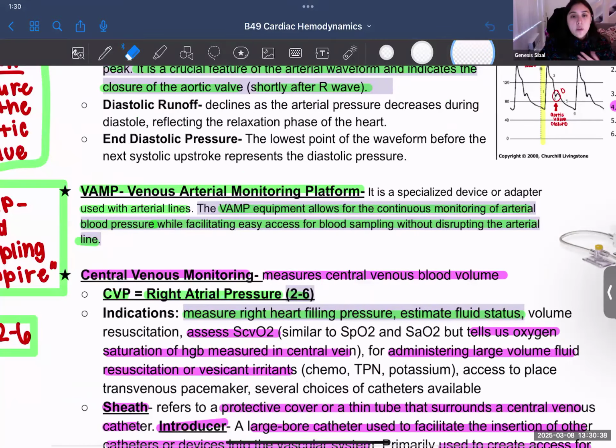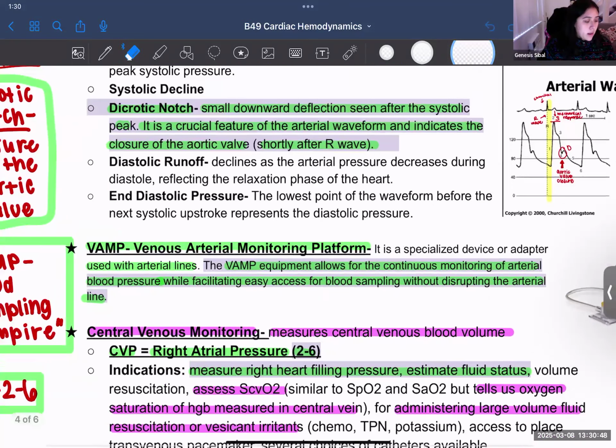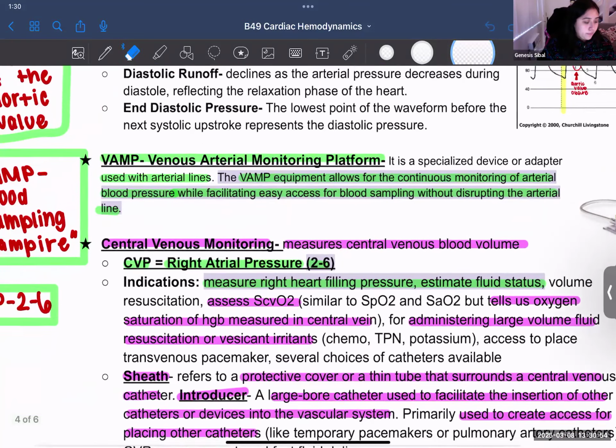And then if you're talking about runoff, it kind of makes sense because it declines as the arterial pressure decreases during diastole, which is basically the relaxation of the heart. So of course you're going to have less pressure because now your heart is relaxing, right? But the dicrotic notch is telling you, okay, this is where the R wave is at. So that's what's going on there.